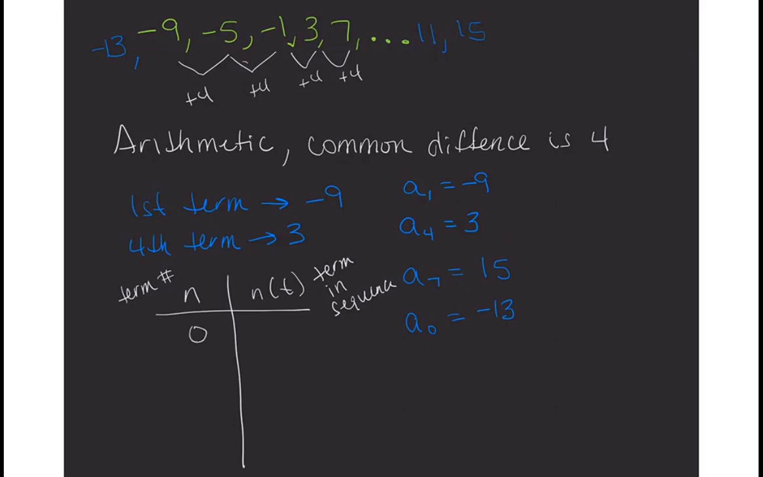So what did we get for our 0 term? Negative 13. Yeah. What's our first term? What's our second term? Third term? Fourth term? Fifth term? Right. And you can keep going if you wanted to. I ran out of room.